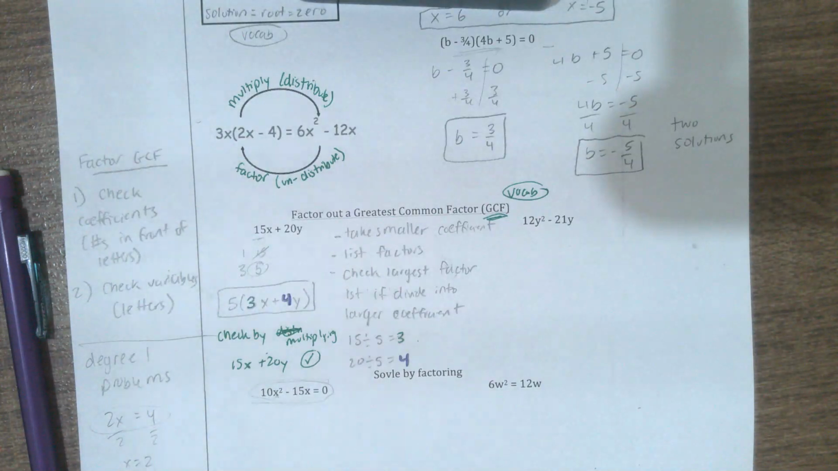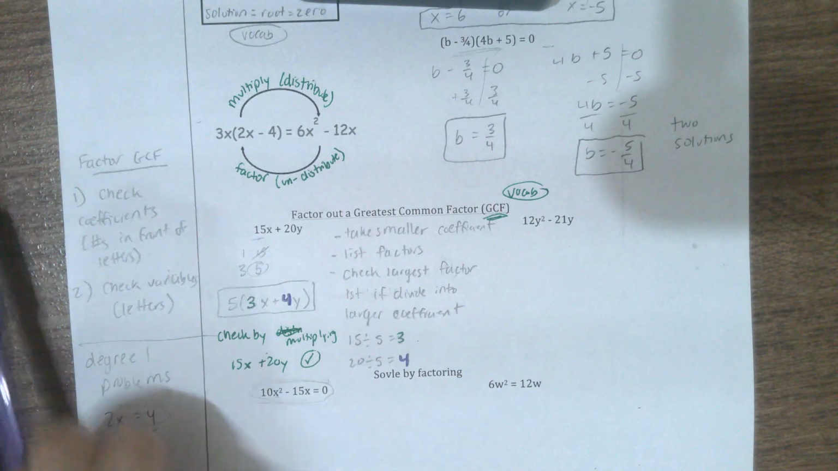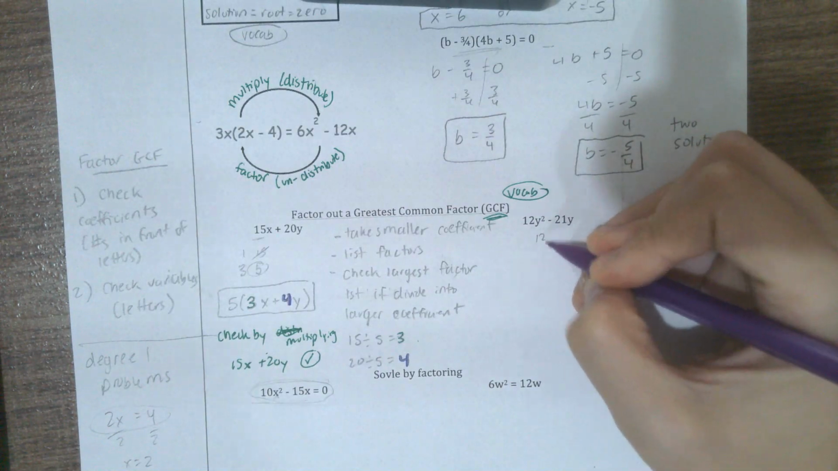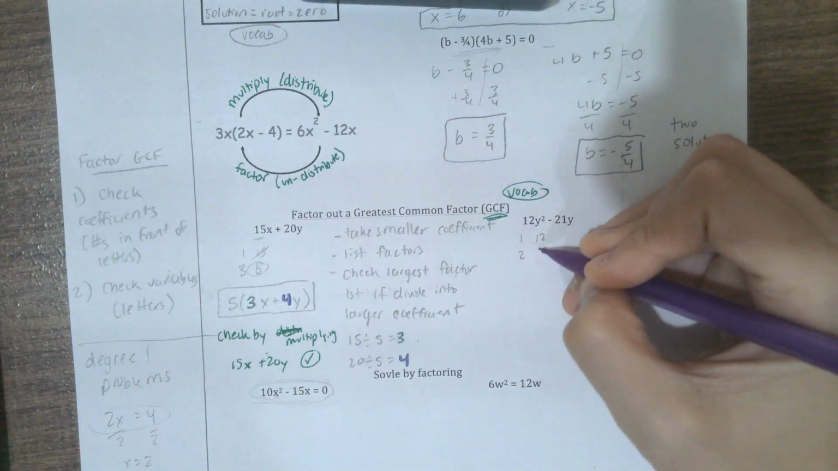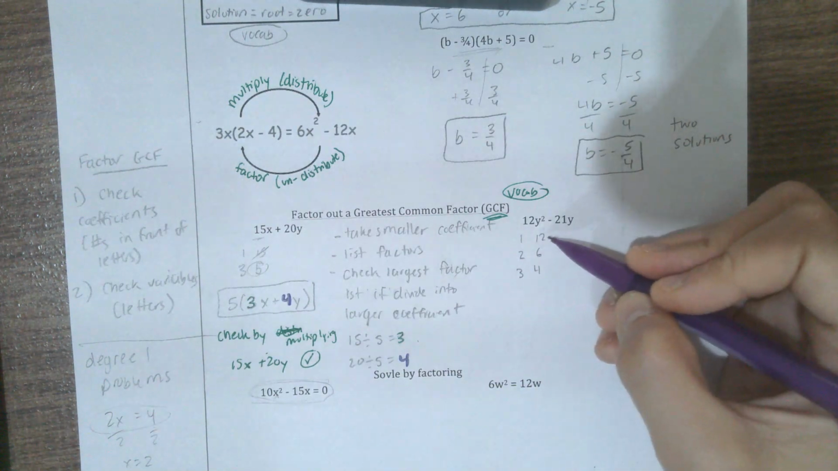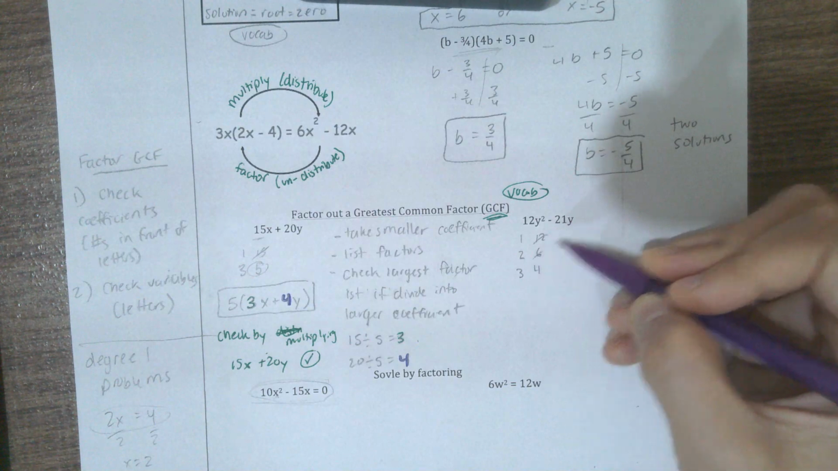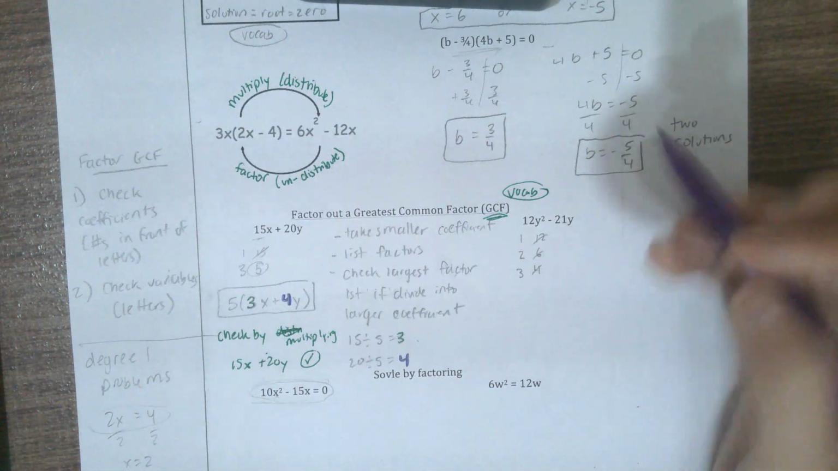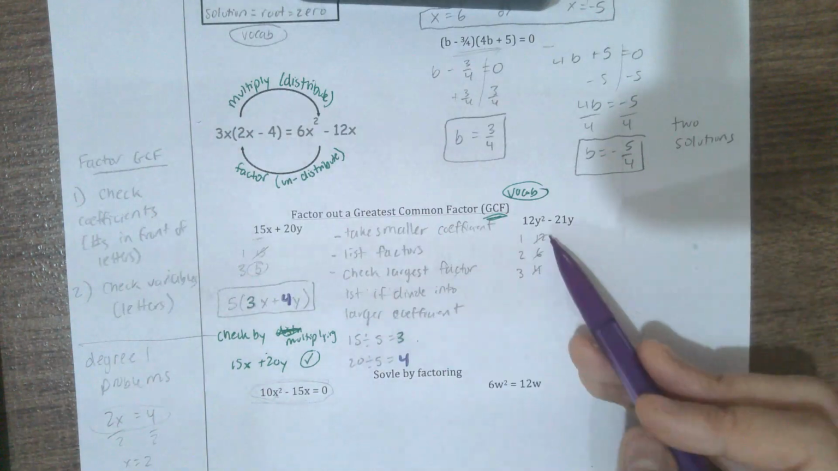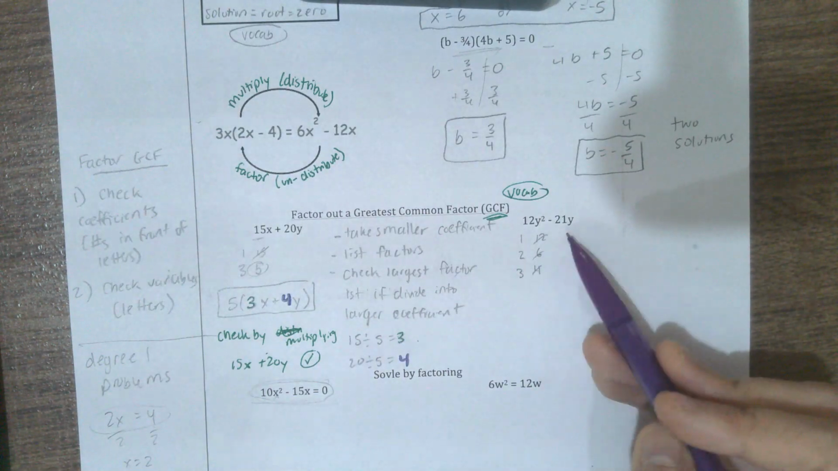Okay, so let's try another one. So we have our smaller coefficient, 12. We have 1 and 12, 2 and 6, 3 and 4, and then 21. Is 21 divisible by 12? No. Is 21 divisible by 6? No. Is 21 divisible by 4? No, right? We're checking the largest factor, so we're going from largest to smallest. So we did 12, 6, 4, now we're going to check 3. Is 21 divisible by 3?